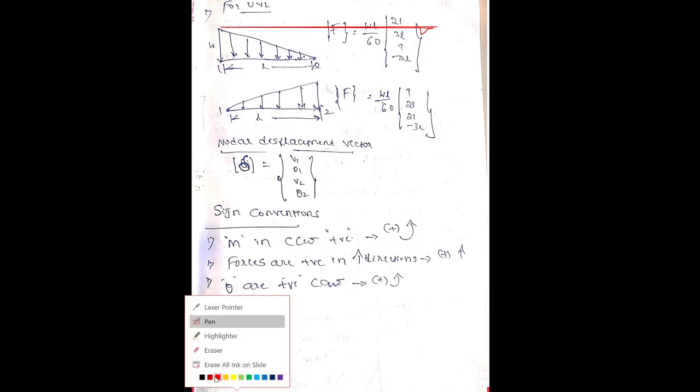Next, last one. In case of uniformly varying load given, again, see that there are two types. Suppose if maximum load is acting on the left side and on the other node it is 0, like this, then the nodal force vector is like this. You'll get WL by 60, 21, 3L, 9, minus 2L.